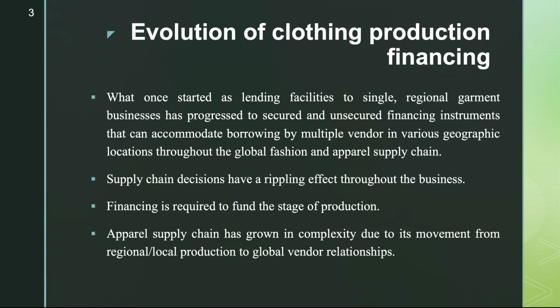And let's then start. A little bit about the evolution of clothing production financing. So, what once started as lending facilities to single regional government businesses has now progressed to secured and unsecured financing instruments that can accommodate borrowing via multiple vendors in multiple geographic locations throughout the global supply chain within the industry that we all belong to. Now, in supply chain, the decisions have a rippling effect throughout the business.